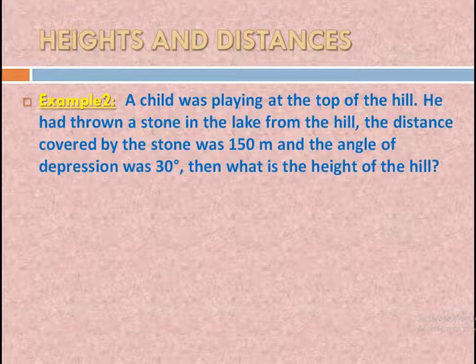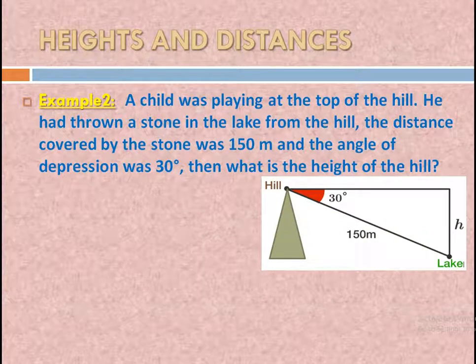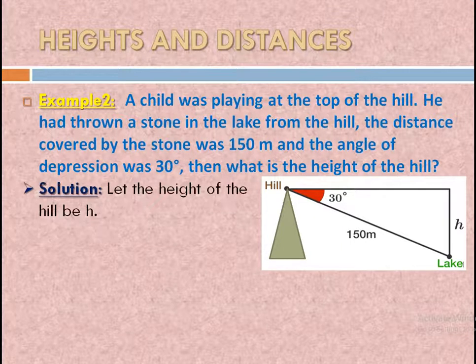Example 2. A child was playing at the top of the hill. He had thrown a stone into the lake from the hill. The distance covered by the stone was 150 meters and the angle of depression was 30 degrees. Then what is the height of the hill? So let's see the figure. Here it is. Okay, now let's see the solution.